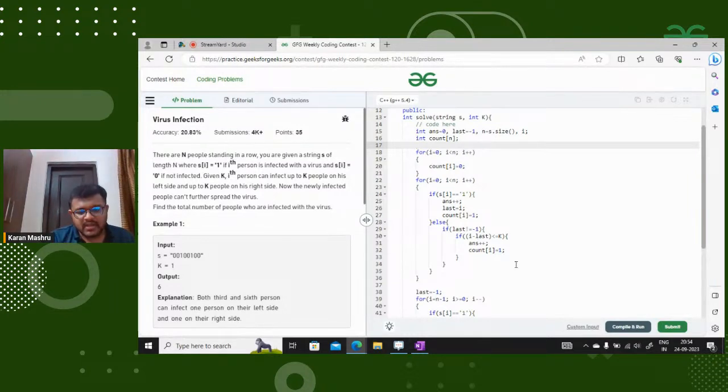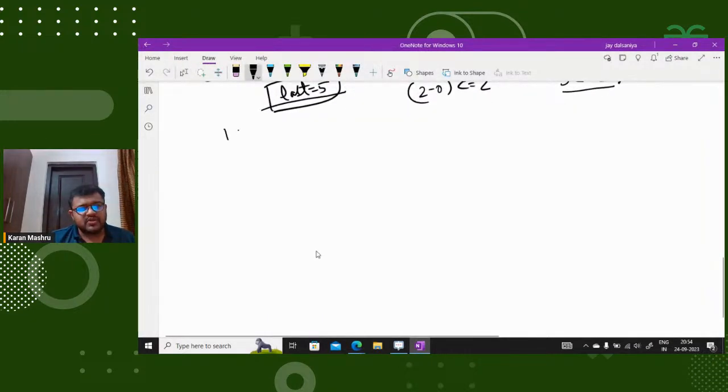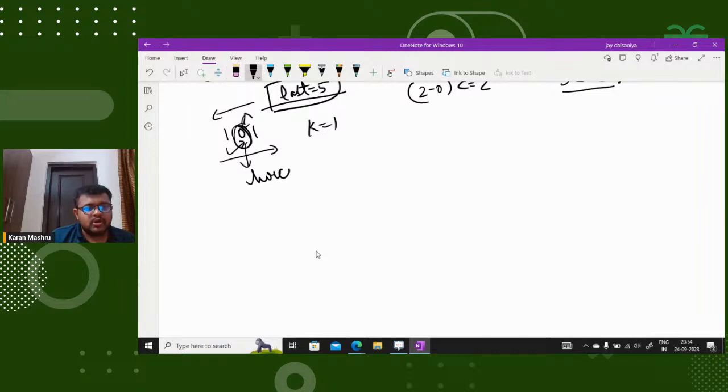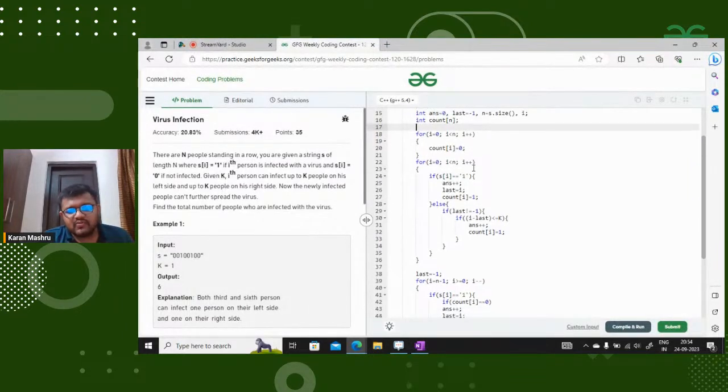Okay, are you getting my point? So for example, suppose I have a string 101 and k is 1. So even this can infect this and even this can infect this. So while moving from left to right, I'll mark this as infected. While moving from right to left, if I again count this as infected, then I'll count this twice, which is not proper. Every person should be counted only once if they are infected. Okay, so for that I have used count variables.